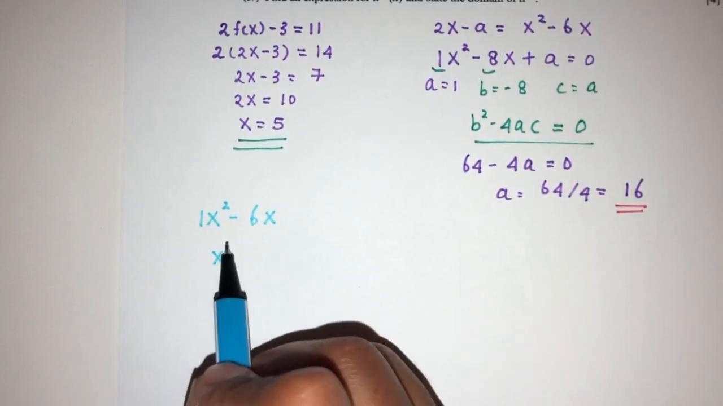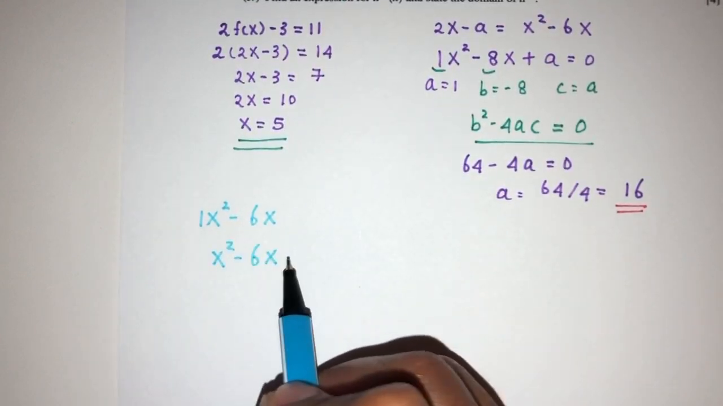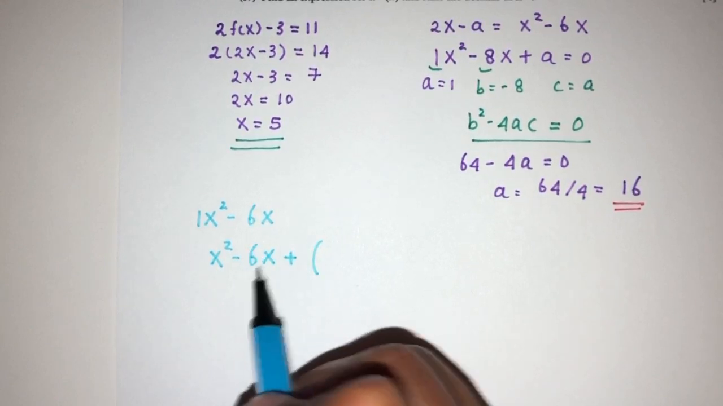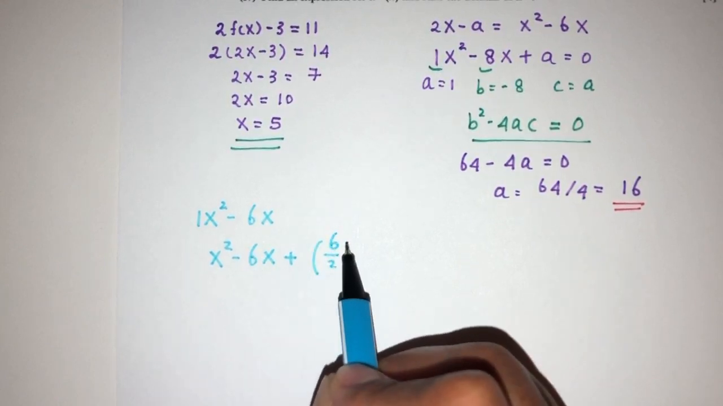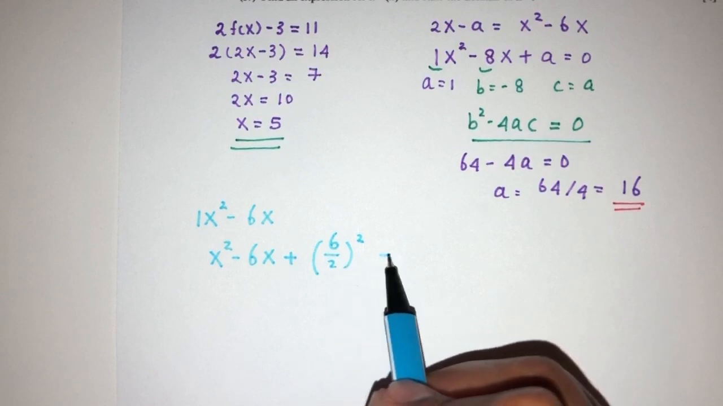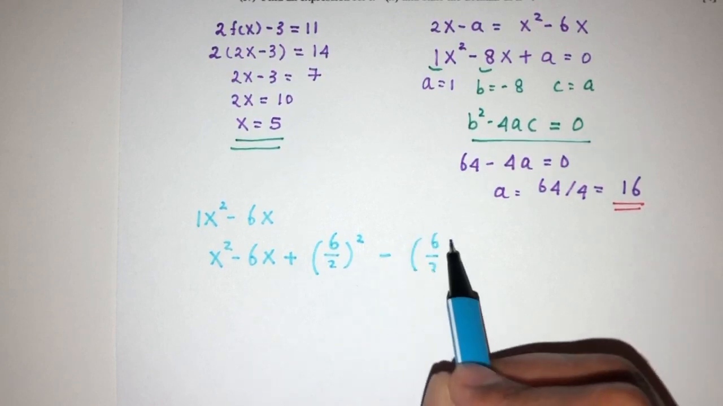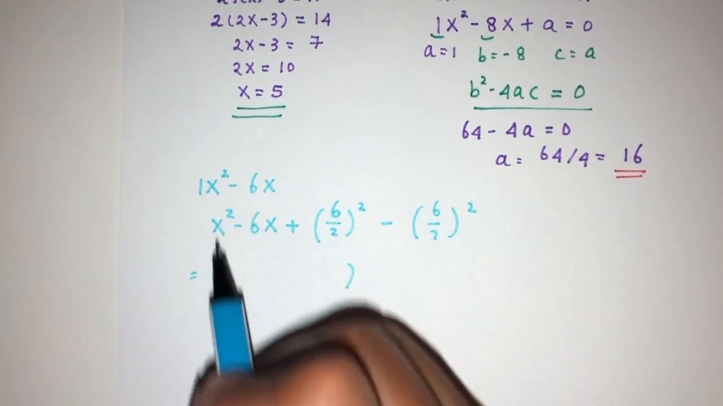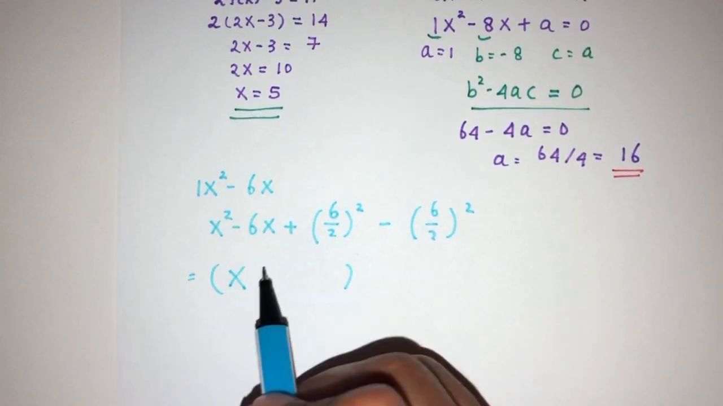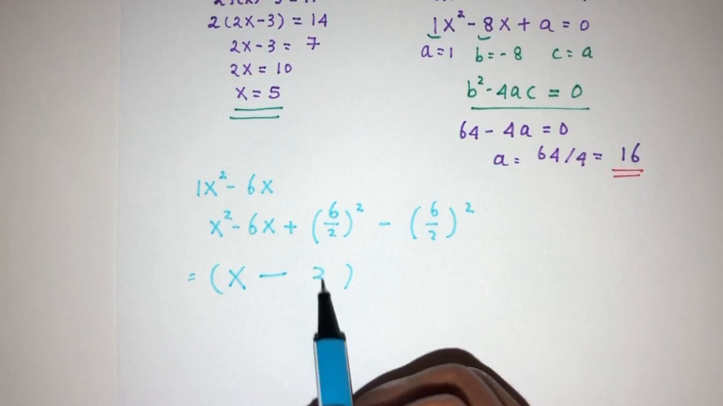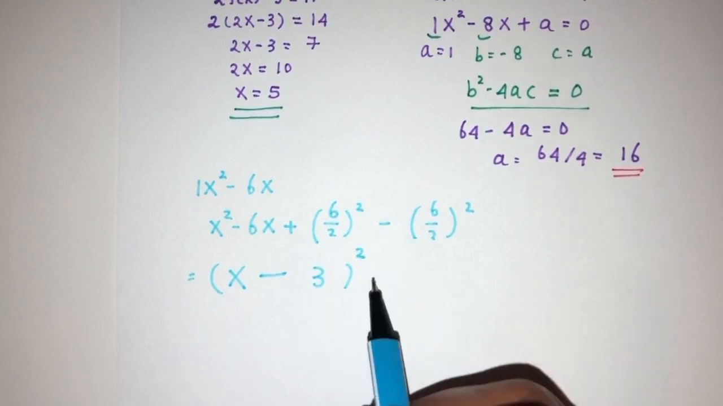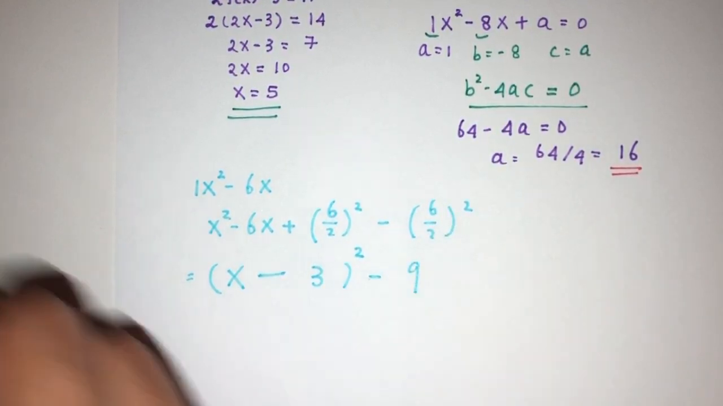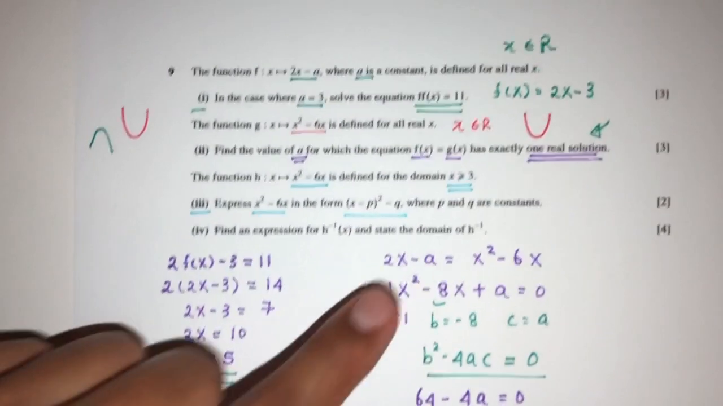So I have to add something. That will be 6 here, the value, divided by 2 squared. Now when I add something, I also have to minus the same value, so I don't change my equation. That will be what? Now I can factorize. Here we have x, here we have minus, here we have 3, here we have squared, here we have minus, so 3 squared will be 9. So this in this form will be simply this.